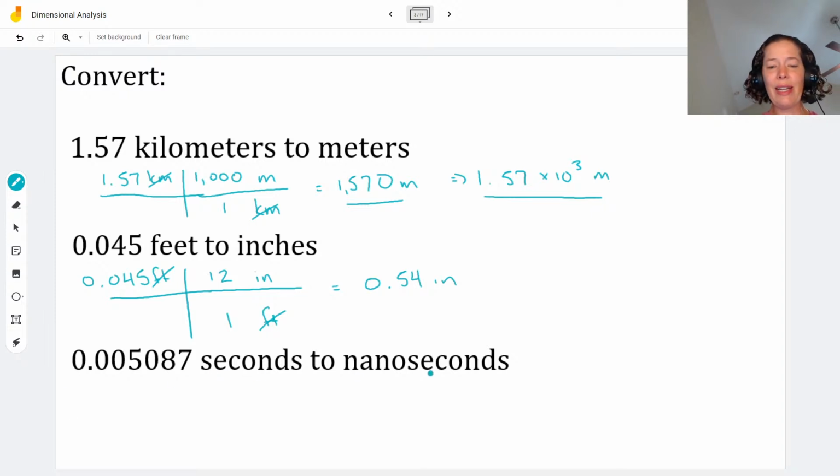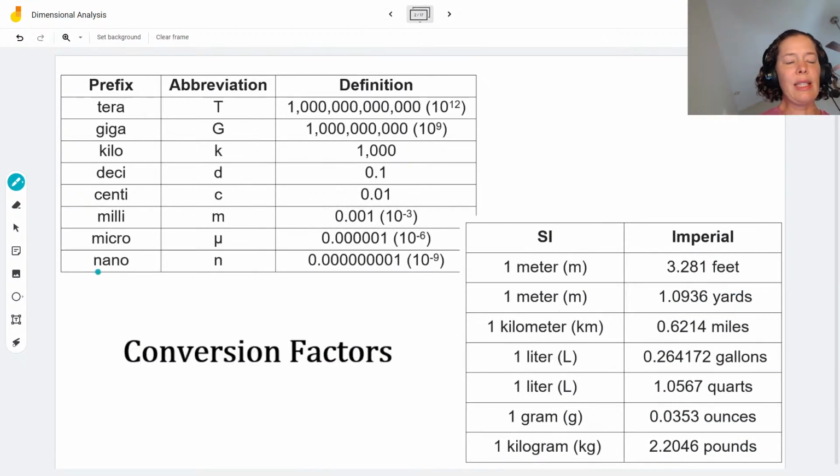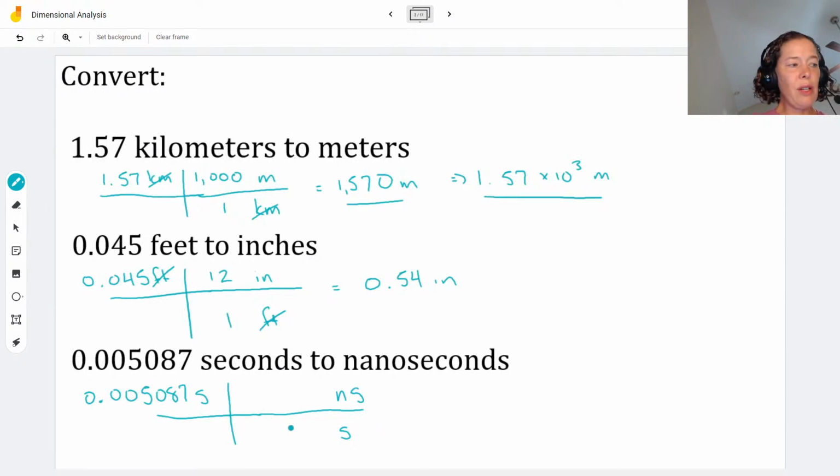Okay, so now I'm going seconds to nanoseconds. So I'm going to start with my original 5087 seconds, and I'm converting into nanoseconds. So I know my seconds want to cancel, and I want to go to nanoseconds. So this is where I'm going to go back to my table, and I'm going to see that nano here is 10 to the negative 9th. So that is going to be my conversion factor. There are 10 to the negative 9th seconds in 1 nanosecond.